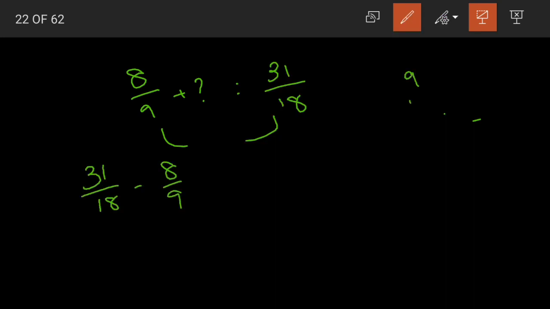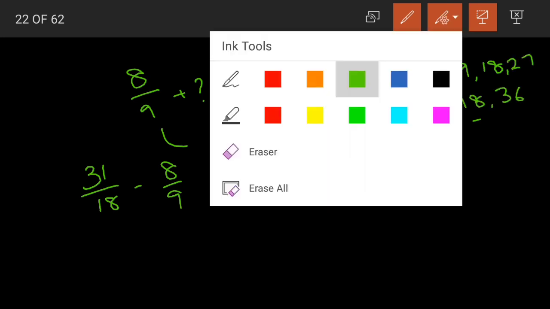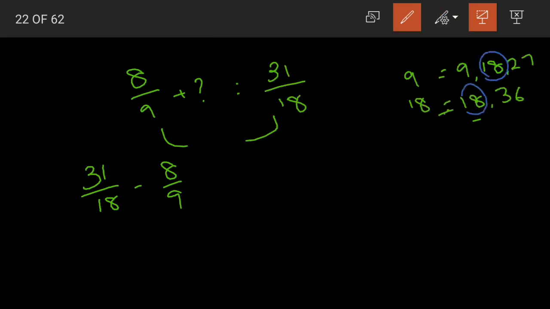Coming to the LCM of 9 and 18, why are we taking the LCM? Because they both are unlike fractions. Yes, so the multiples of 9 are 9, 18, 27. The multiples of 18 are 18, 36. Here we've got our least common multiple, that is 18. So we'll convert these two fractions into like fractions with the denominator as 18.